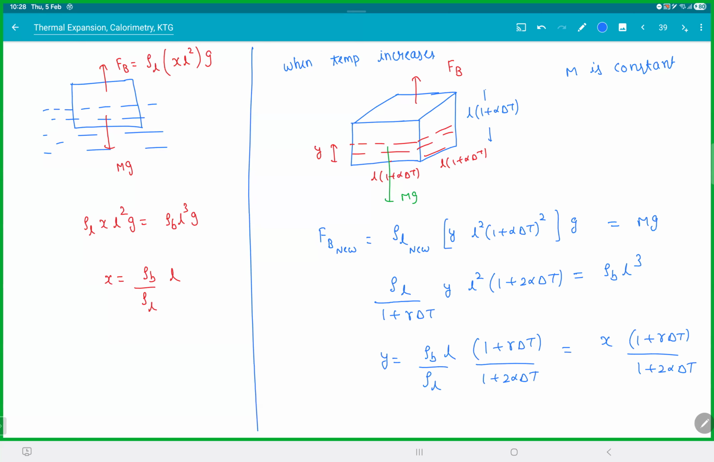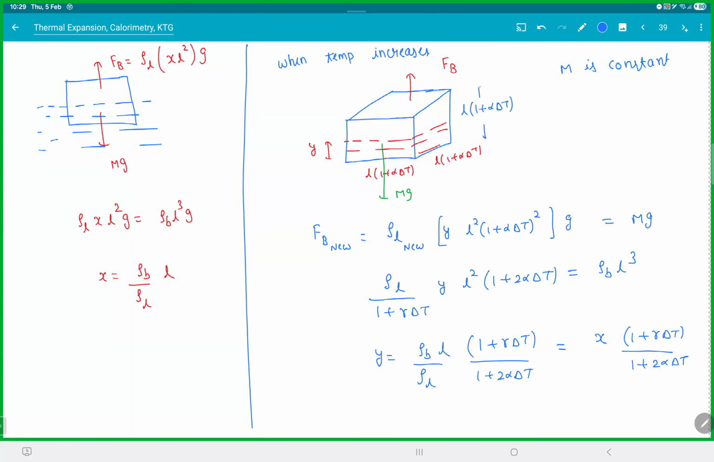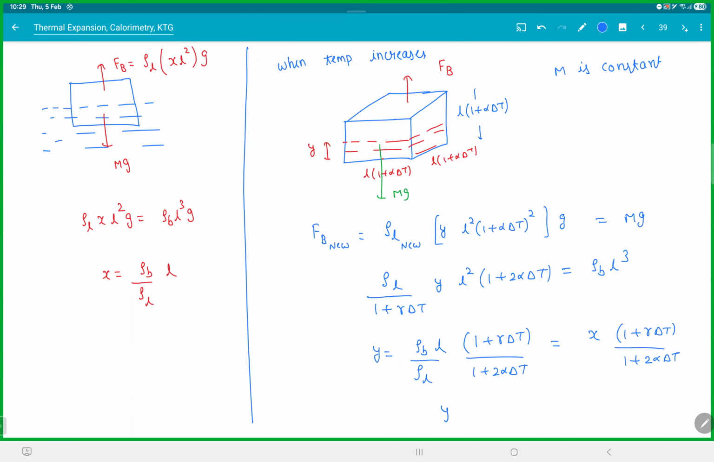Meaning, think about this logically. When you increase the temperature, the base area is increasing, right? Why does it matter how much block is outside the water? The base area is increasing. Now here, if I use binomial approximation, because gamma and alpha are small, you get y is equal to x into 1 plus gamma minus 2 alpha delta T.